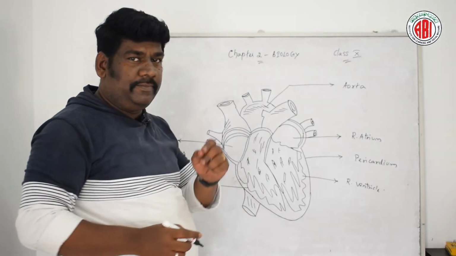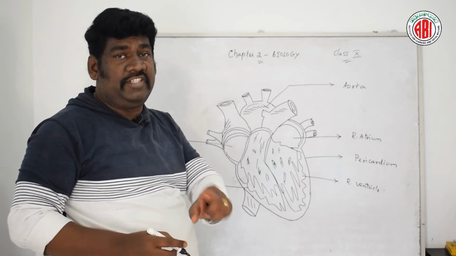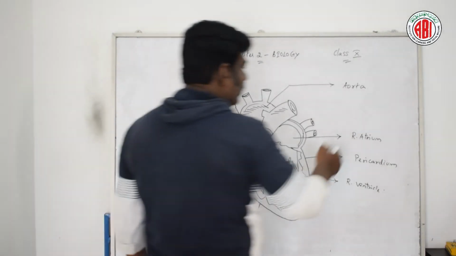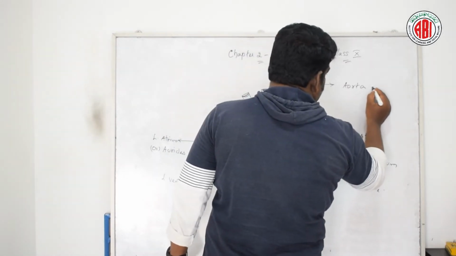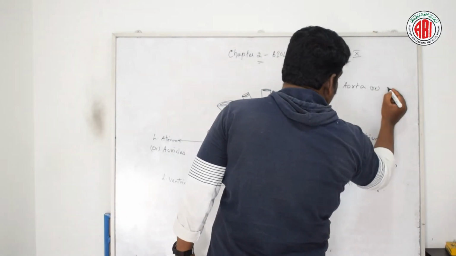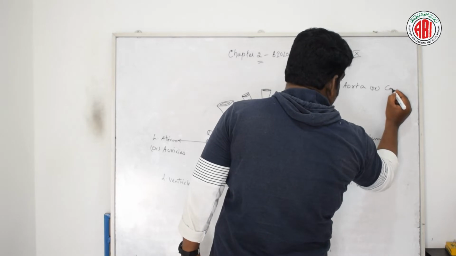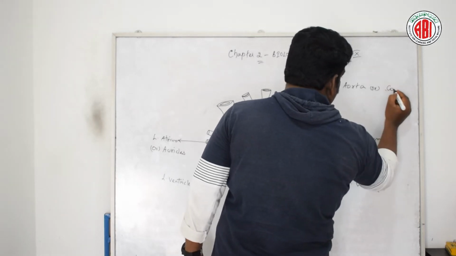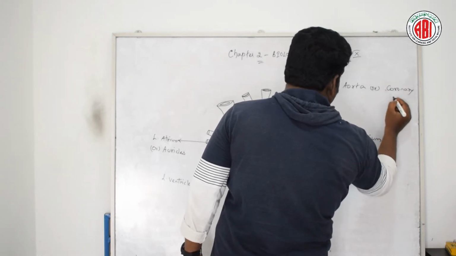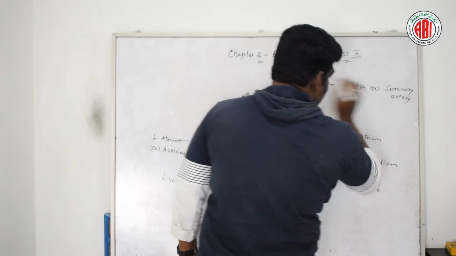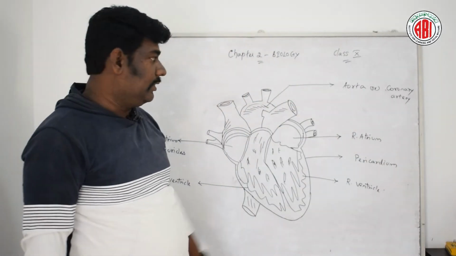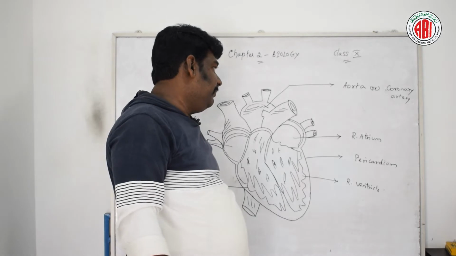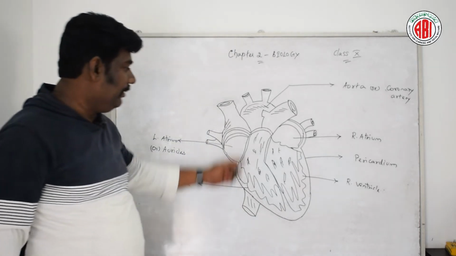Aorta is the largest artery present in our body. It is also called coronary artery. Okay, you can say coronary artery or aorta. So that is the most important artery in the human heart.